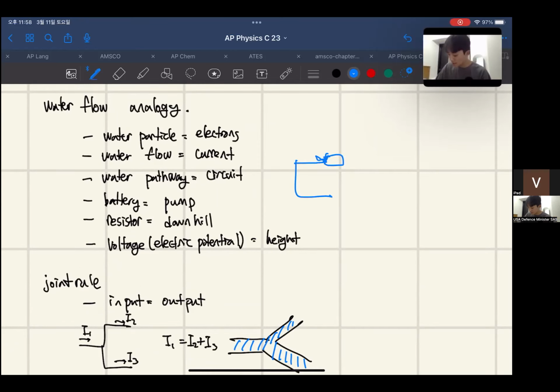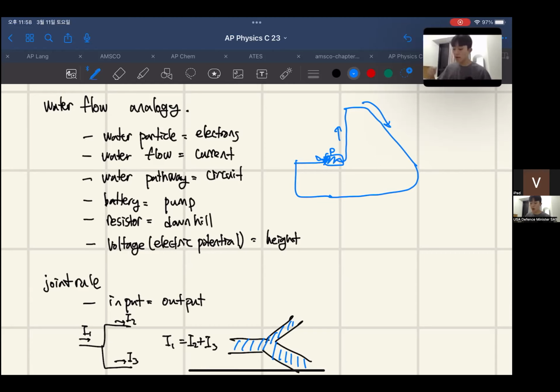Let's say this thing is a pump. I'll write P over here. It pumps the water up, and there's a downhill that makes the water flow downward. So we have a water flow something like this. It's a very simple water pathway, but it's good enough to explain how circuits work.